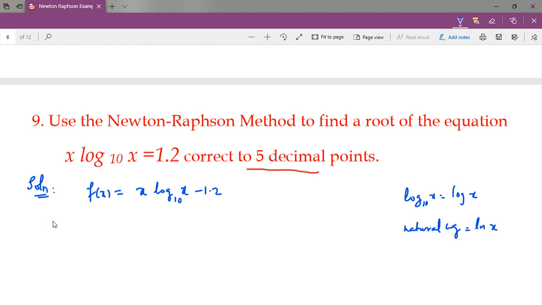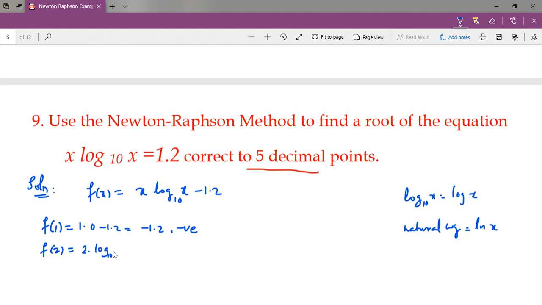First we need to find where the root lies. Don't go with 0 because log 0 will be infinity. So let us start with 1. We know log 1 is 0. So f of 1 is 1 into 0 minus 1.2, that is minus 1.2, which is negative. Now let us go for f of 2.